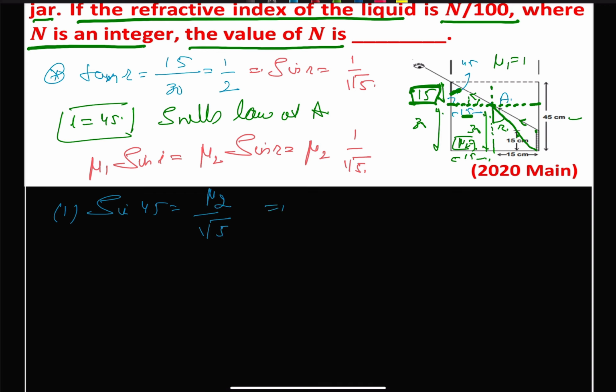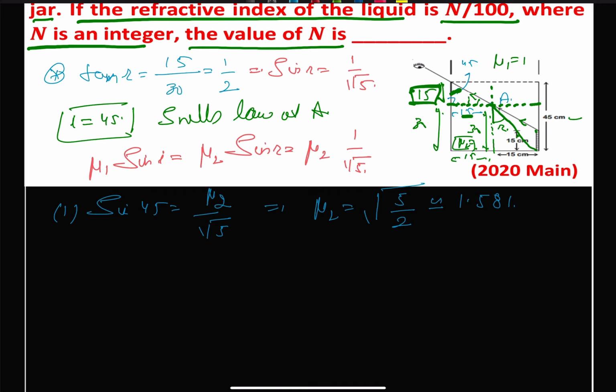Sine of 45 is 1 upon square root of 2, so we get mu2 will be equal to square root of 5 divided by 2, which is approximately equal to 1.581.